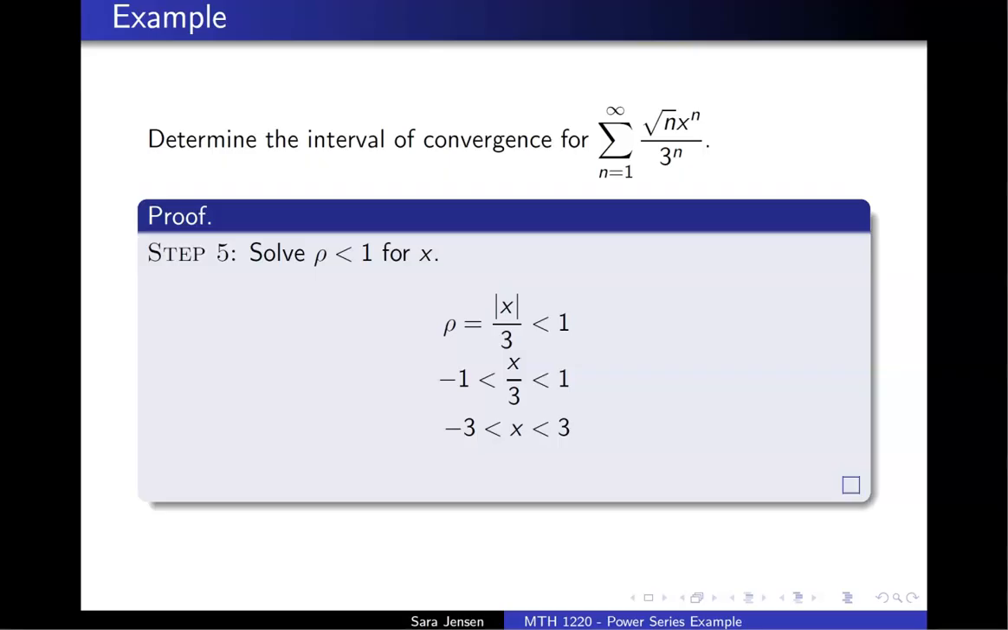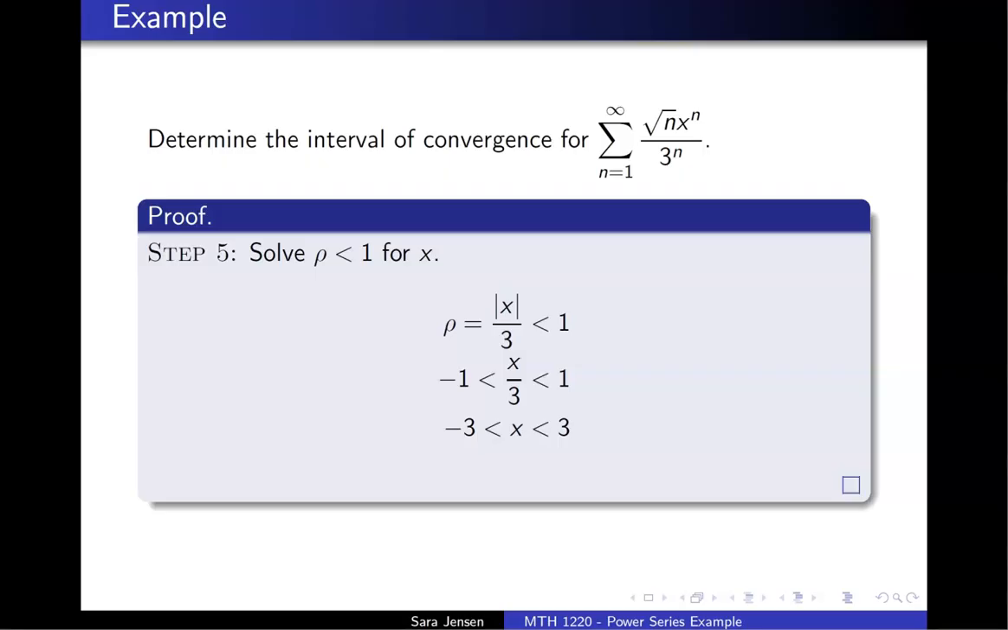Negative 3 is less than x is less than 3. This tells us that our radius of convergence, that is the distance between the center of the series and one of the endpoints, is equal to 3, because 0 is the center of our series, and the distance between either 0 and 3 or 0 and -3 is equal to 3.